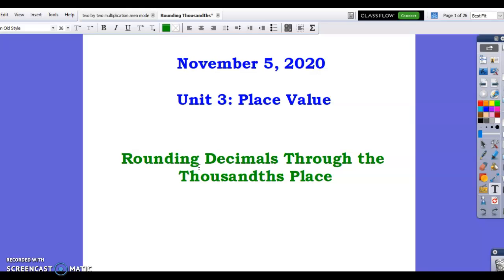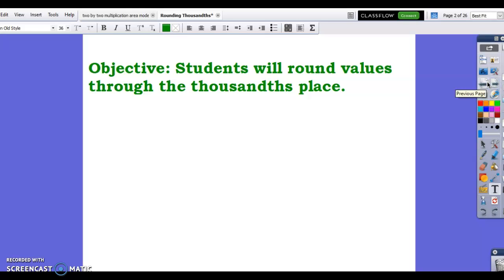We are still in our Unit 3 place value. In your journals, pause the video here and write down the green title, Rounding Decimals Through the Thousandths Place. Pause the video here and write that down. Today, you will be rounding values through the thousandths place. You don't have to write that part down.